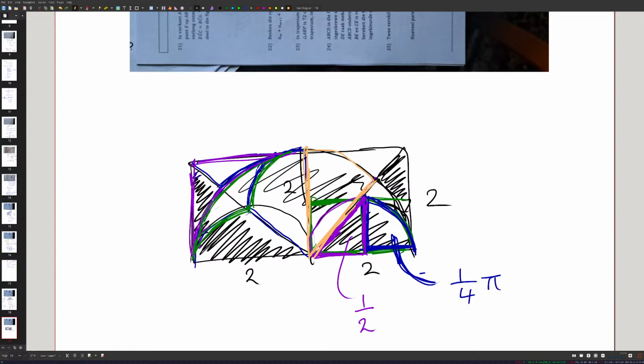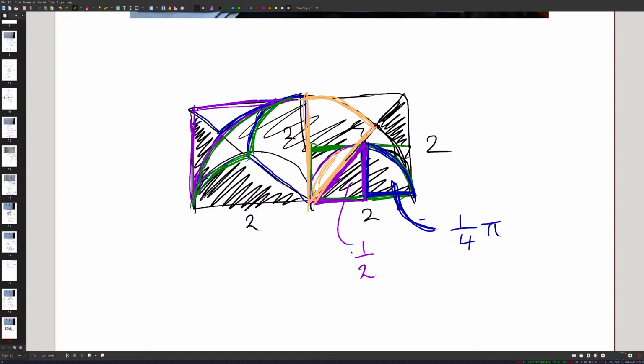minus this circular cap. So this circular cap, let's give it a different color, cyan. That is going to be a quarter pi minus a half. That's not very visible. And so for this piece over here, it's going to be an eighth of a circle of radius 2 minus the cyan region.